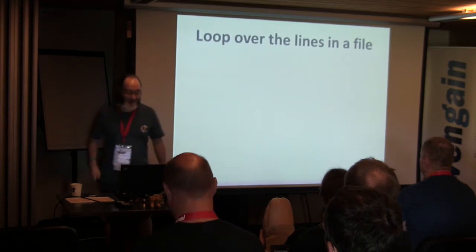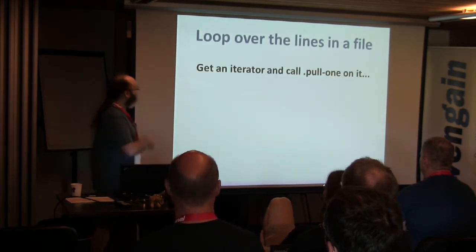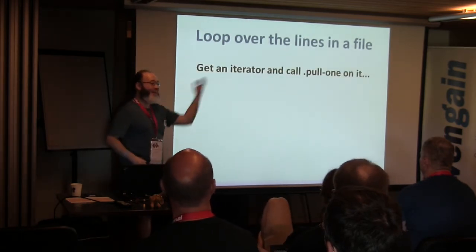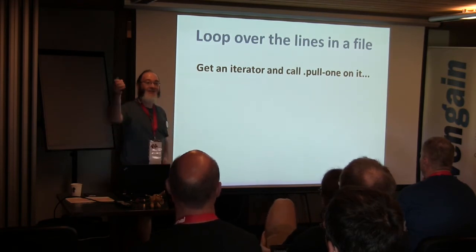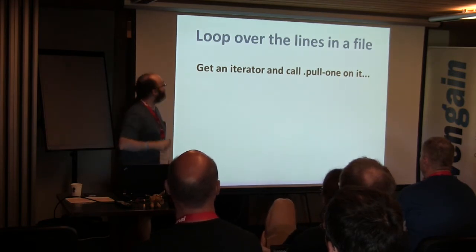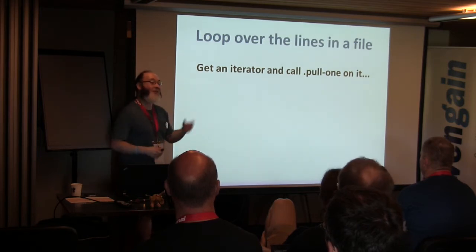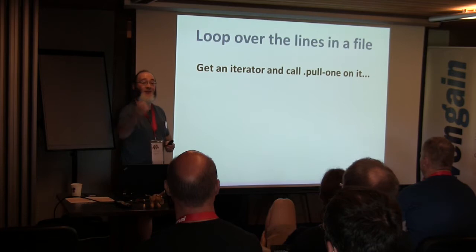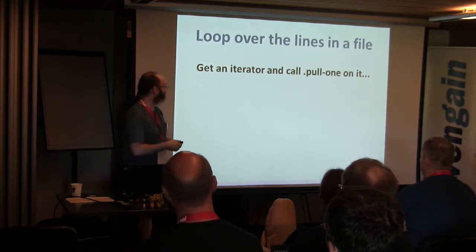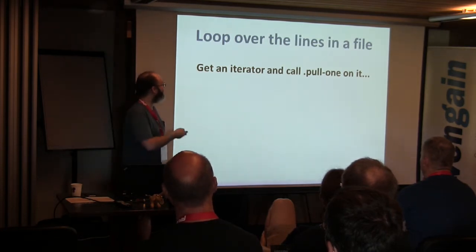Looping over the lines in a file. Oh my goodness. Okay, so we get an iterator. We call the lines method. It gives us back an iterator, and that's fine. That's a one-off. And then to get something from the iterator, we call pull1, which means I want to pull one element from this iterator. So that's a method call.